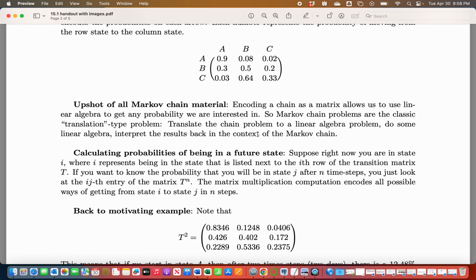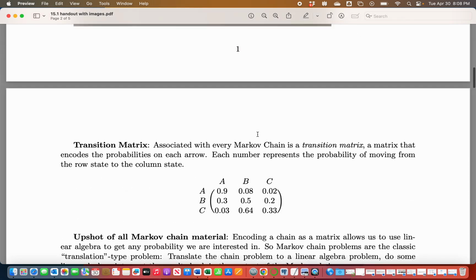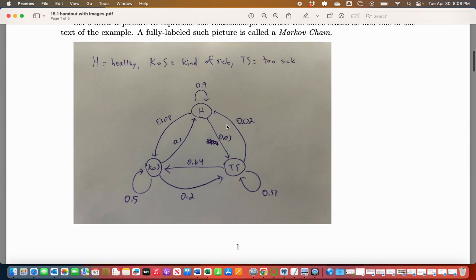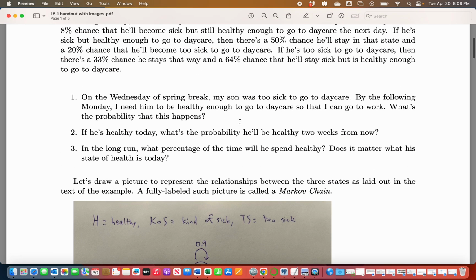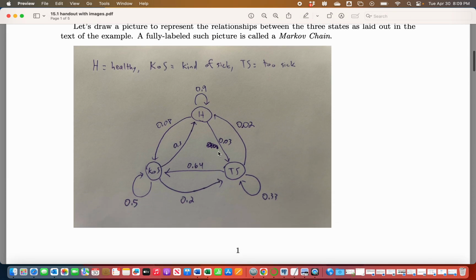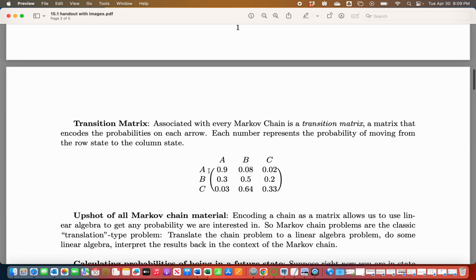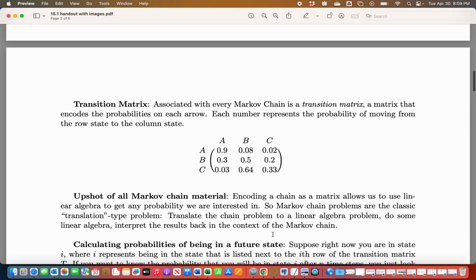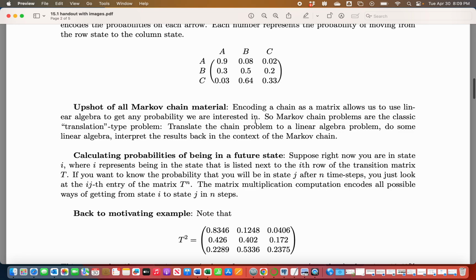Okay, so whenever you study Markov chains, this is always the punchline, that if you can model your process like this, with a picture like this, so not all probability problems can be modeled like this, but this state of being of my son's health can be modeled like this. If you can model your problem like this, then you can create a matrix, and then it turns out this matrix tells you everything as long as you're willing to do some linear algebra.